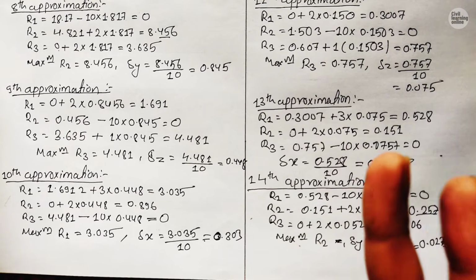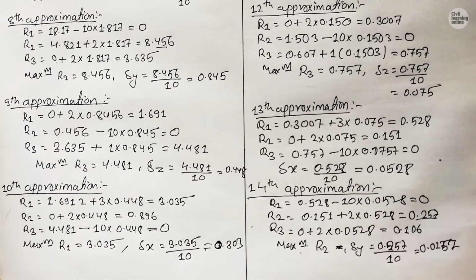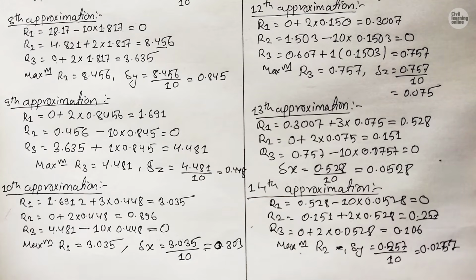If you want a more precise answer and you have some more spare time in exam, then you can do more approximation, but up to 14th approximation it must be sufficient for any kind of numerical. I am saying this on the basis of the maximum number of questions which I have solved. So now what are the further steps? I am going to discuss that now.